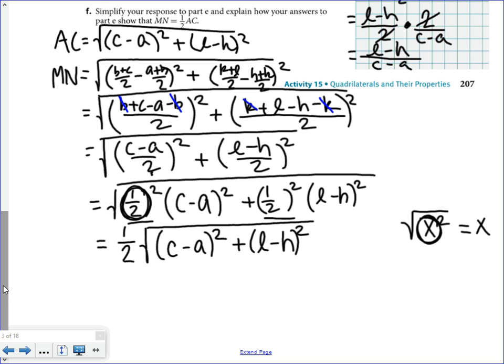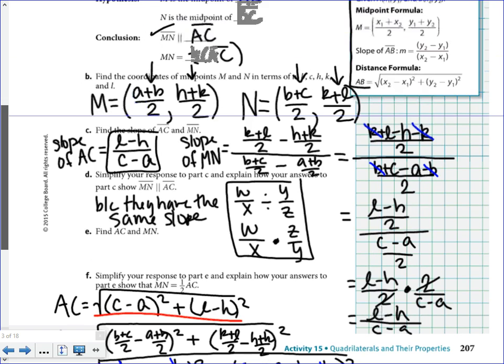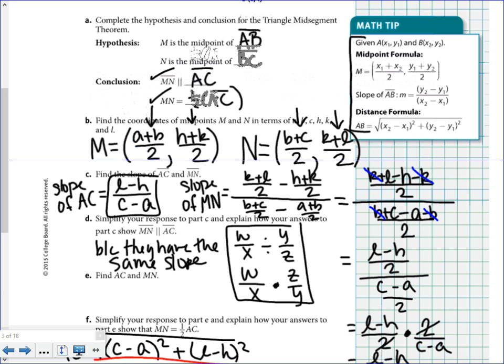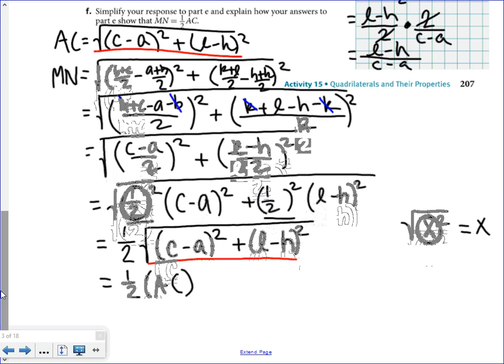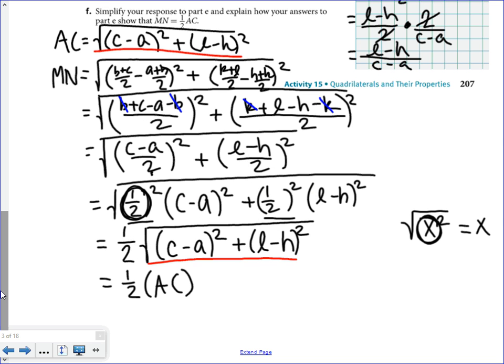And that is exactly what we had for AC, which means that MN is equal to half of AC. And so that shows the second part of the conclusion here that they were wanting us to get to. So all of that algebra work is proving the triangle midsegment theorem. No, you're probably not going to ever have to work through that 100% by yourself, but they were wanting you to try and prove it using a coordinate proof. So that's how it would work. So now we're going to look on the next page.